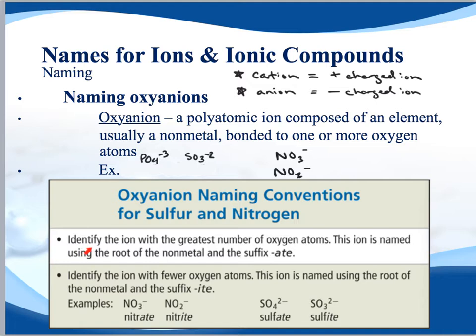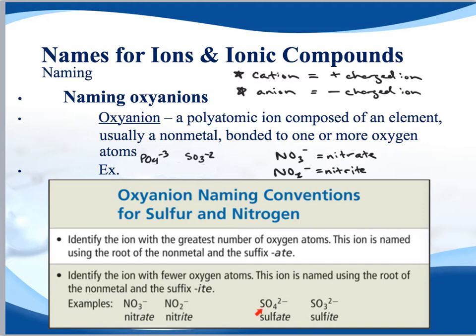What's the difference? Well, the rule set: identify the ion with the greatest number of oxygen atoms. That would be this one. This ion is named using the root of the nonmetal and the suffix -ate. So the root here for that one is nitrogen, so the root being NITR and the suffix becoming -ate. And then identify the ion with fewer oxygen atoms. This ion is named using the root of the nonmetal and the suffix -ite. So I'm still keeping the root here, NITR, for NO2 with a -1 charge, and the suffix is now -ite. So that is nitrite. So nitrate versus nitrite, that's how you would tell the difference.